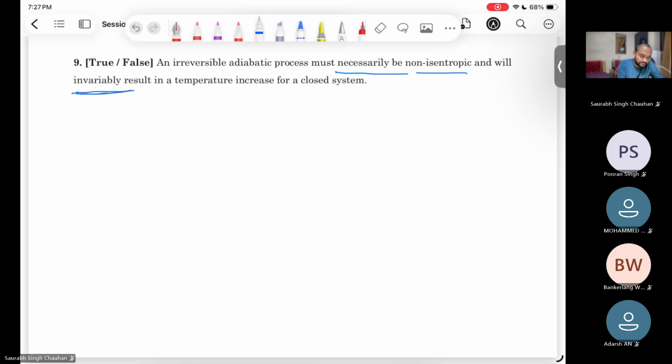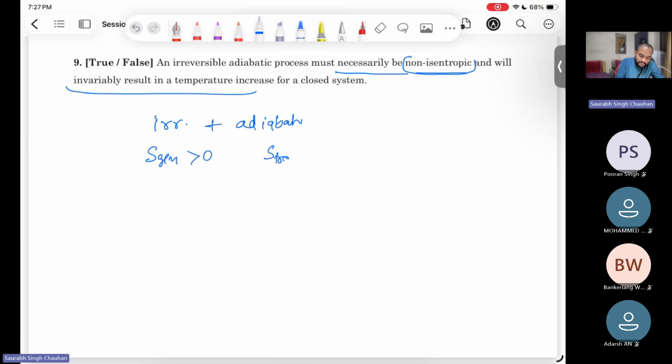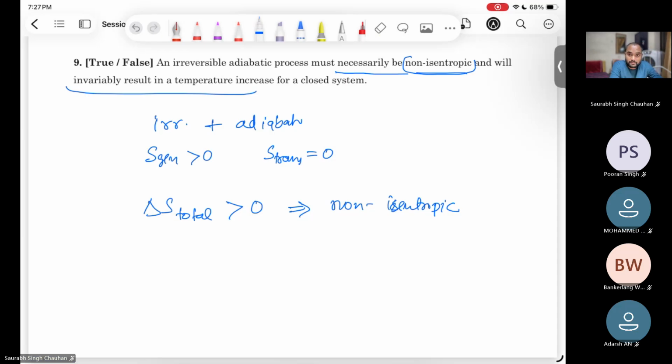So there are two things. One is that it will be non-isentropic, and it will increase the temperature. So you have irreversible plus adiabatic. That means entropy generation is positive and entropy transfer is 0. So the total entropy change will be positive. So this means non-isentropic. What about temperature?